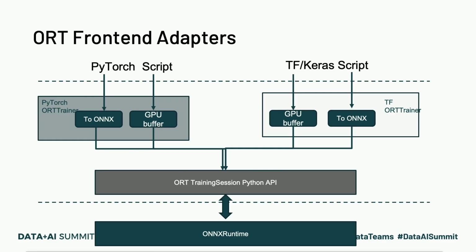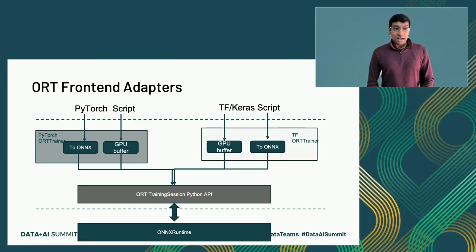So this is how it works in the background. ORT trainer is a framework-specific adapter that exports the model to ONNX and passes GPU buffers created by the framework to the ORT training session API. The training session API handles the acceleration of computation through ONNX Runtime in the backend. Training session is framework agnostic, and adapters can be implemented for different frameworks to work with ORT through the training session API. In this slide, you see ORT trainers for PyTorch and TensorFlow in Keras.